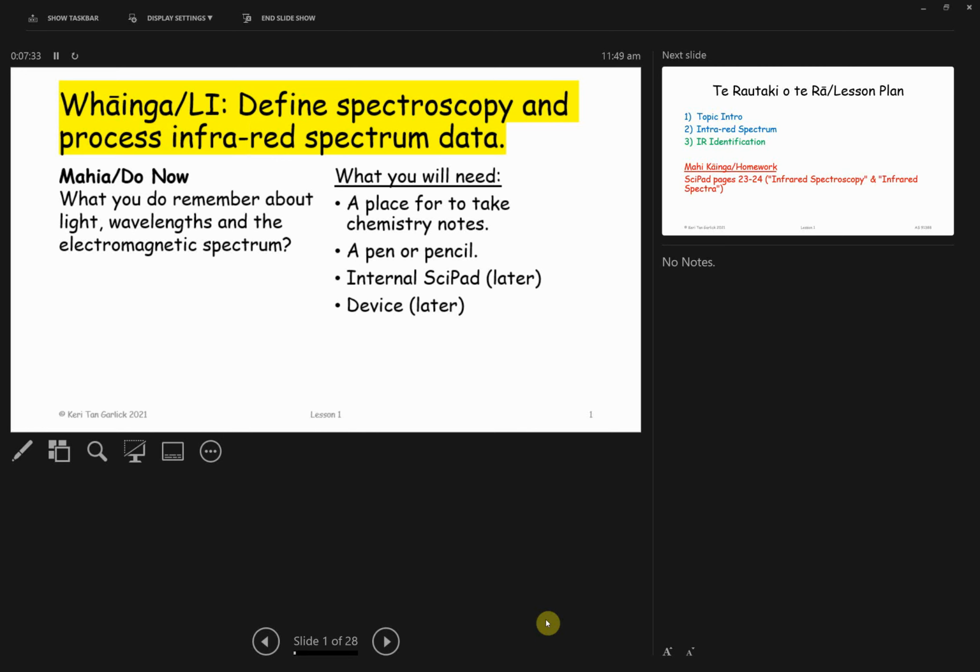So what I want to start by talking about is defining what spectroscopy is. This is what the internal is all about. And with that, we're going to start looking at our first set of spectra data, which is known as the IR spectrum data, which is infrared. So I asked you guys to think about light and what you remember about light. You probably did that in junior school. You might have done some light if you're doing some physics stuff, thinking about the wavelengths and the electromagnetic spectrum. So what are some things you remember about learning about light?